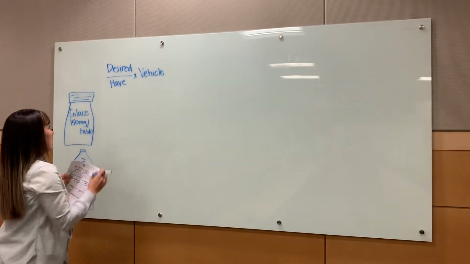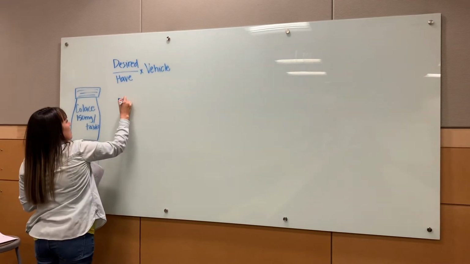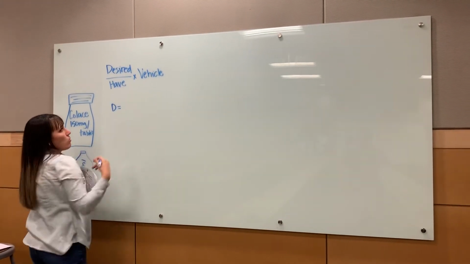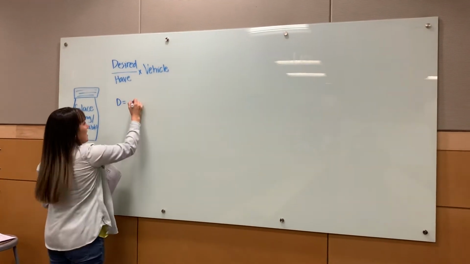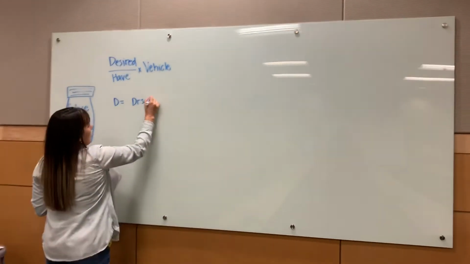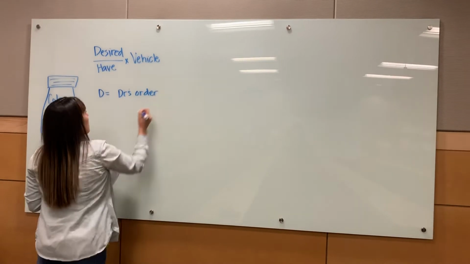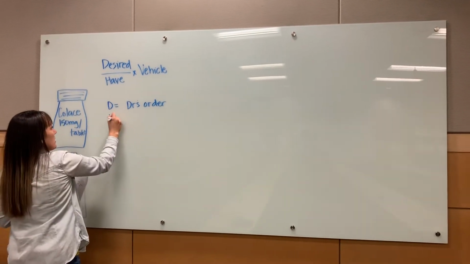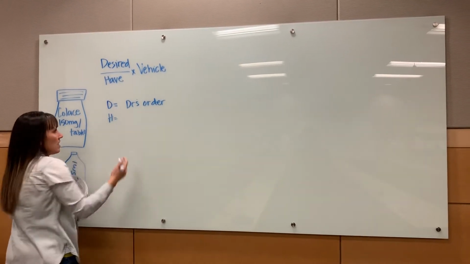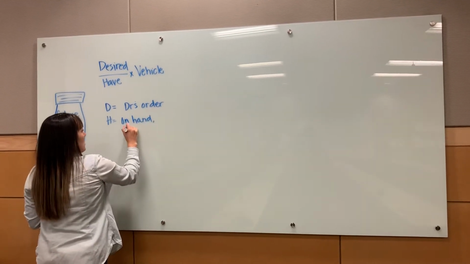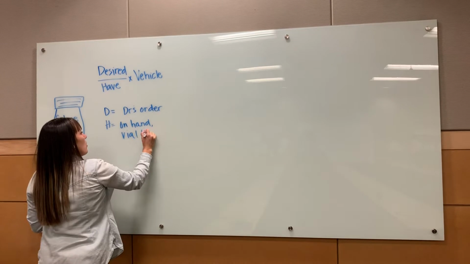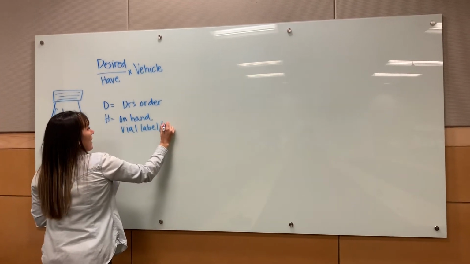So what does this mean? The desired is what you want to give to the patient. It's like the doctor's order. You can also think of D as the doctor's order. The have is what you have on hand. So you can say on hand. You can think of it as what's on the vial label or the package.